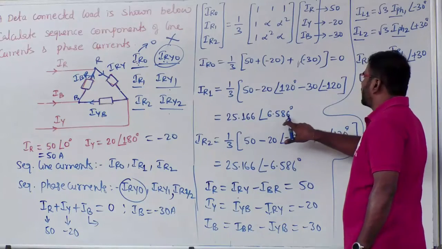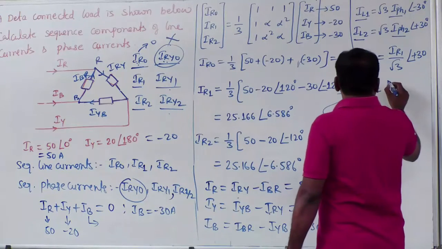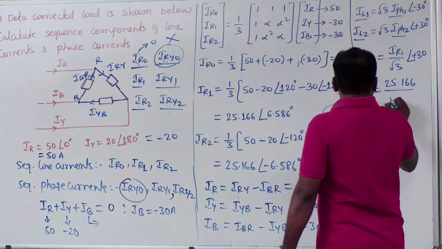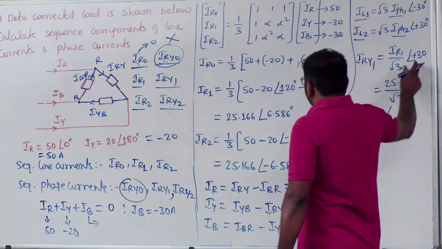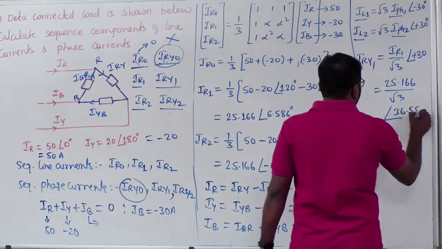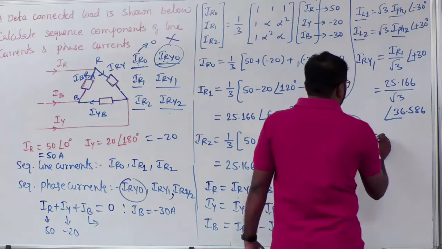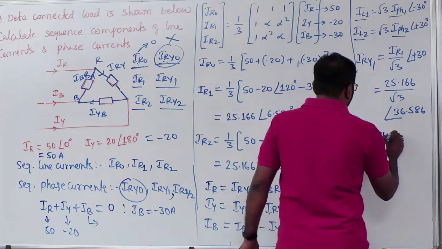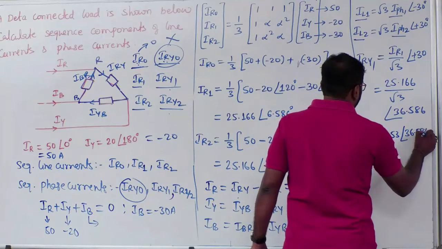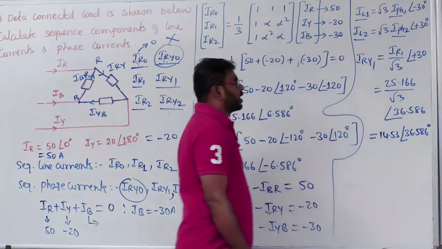25.166 at an angle 6.586 and 25.166 divided by root 3 at an angle 30 here and 6.586 here. So 36.586. If I solve this, we get 14.53 at an angle 36.586 degrees. That's about IRY1.